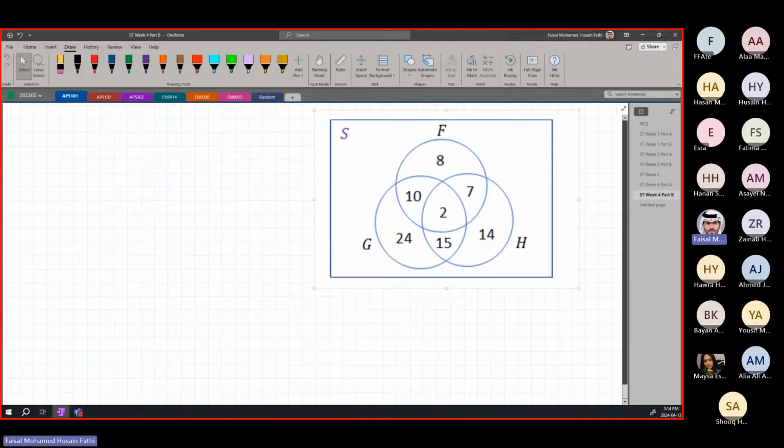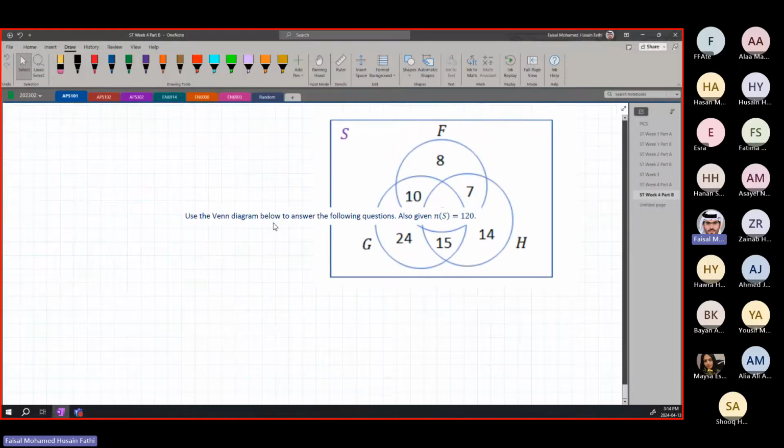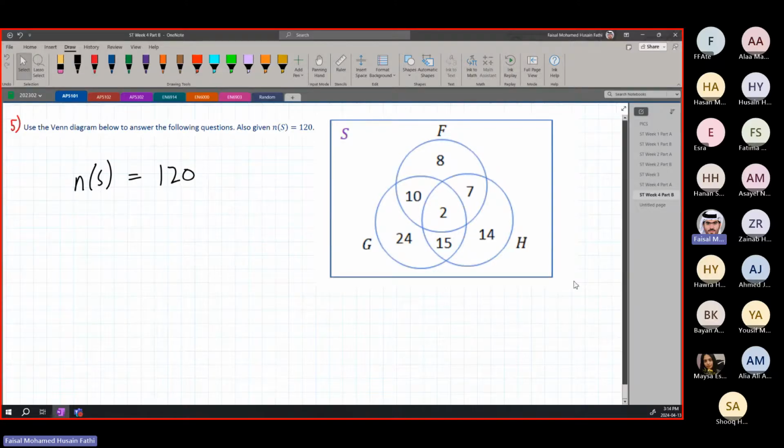For this Venn diagram, the question says, use the Venn diagram below to answer the following questions. FYI, this is just question 5. They also said n of S is given to be equal to 120. So in other words, when you add up all of these numbers, you are supposed to get 120. They didn't have to give you this, but they made it easier for you so that you don't have to do the calculation.